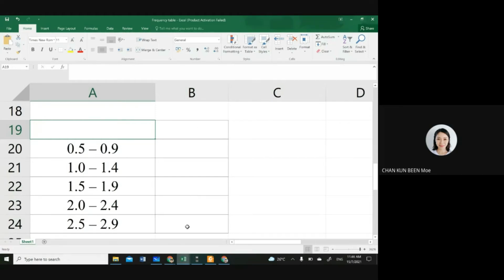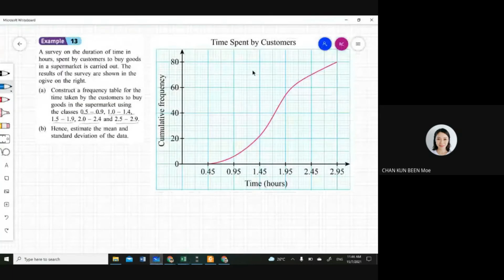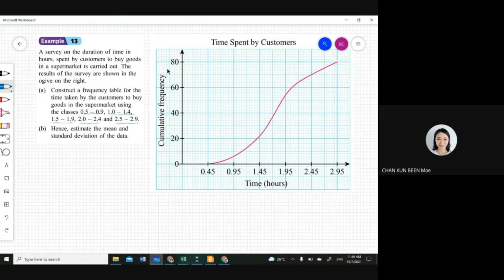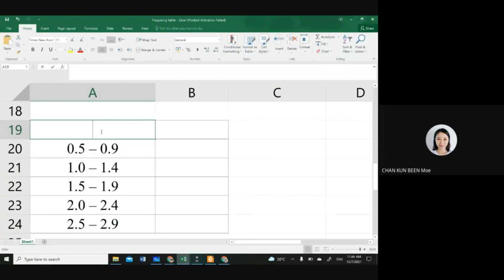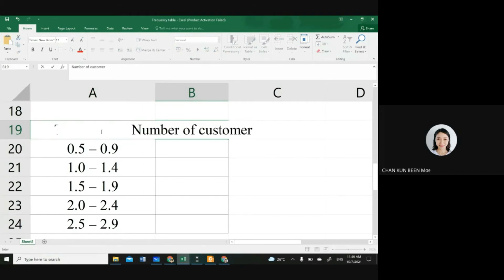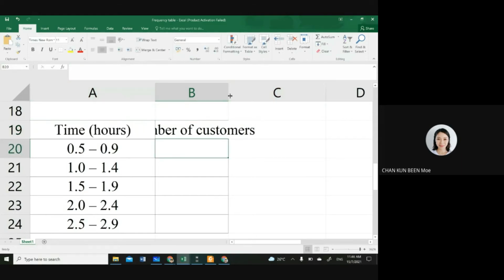The frequency is referring to the number of customer. You see, the customer. Okay, the cumulative frequency over here is the total already, right? So it represents the number of customer. Meaning, the first column is represented by the x-axis. That is the time in hours. Okay, so that is how I fill up the frequency table over here with time in hours. And then the next one will be number of customer. Okay, so I enlarge it.